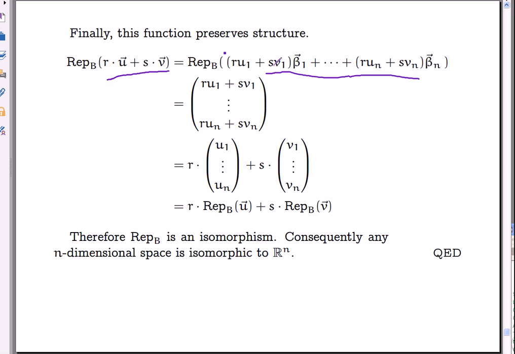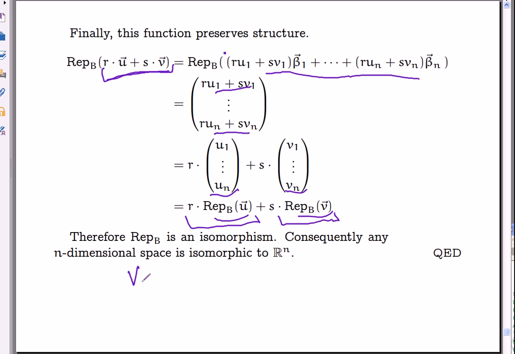Now, rep B of this linear combination of basis vectors is simply the coefficients of the linear combination. And I can break this vector apart into its constituent parts. This first vector is the coordinate vector for u. This second vector is the coordinate vector for v. So I've gotten that rep B of the linear combination of vectors is the linear combination of rep B of the individual vectors. Okay? So we have that any n-dimensional space is isomorphic to Rn.